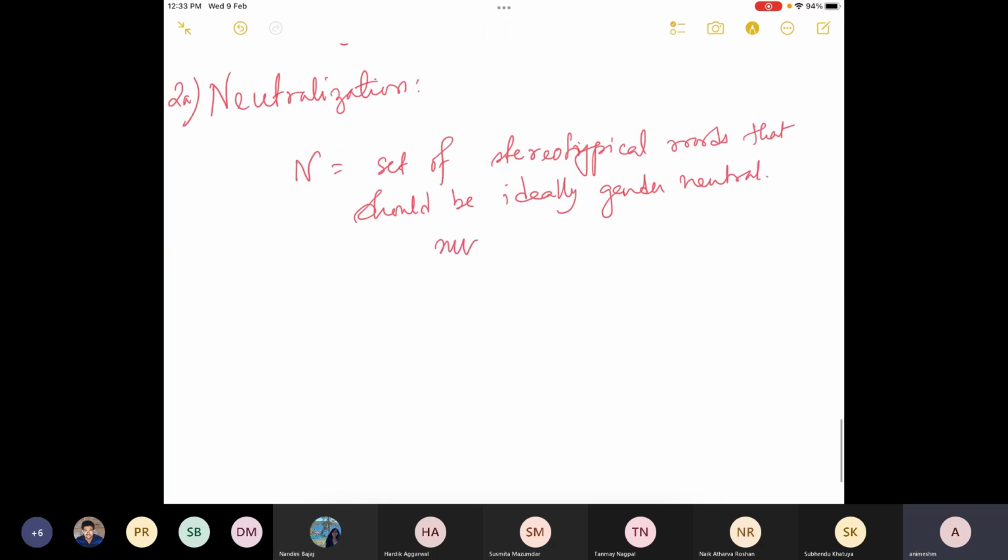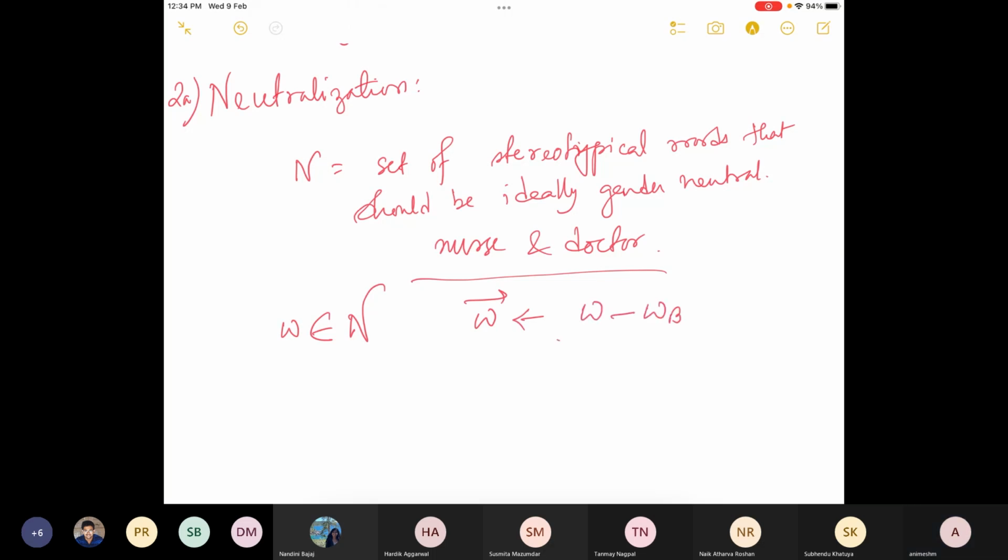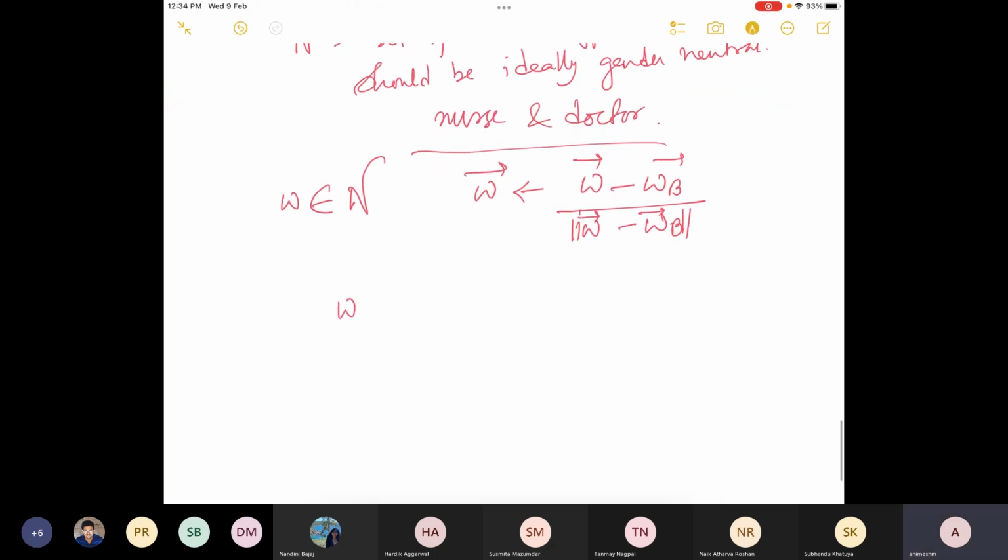So for instance, nurse and doctor. This should be ideally gender neutral. So what we do for every word in N, we re-embed W like this. And what is WB?